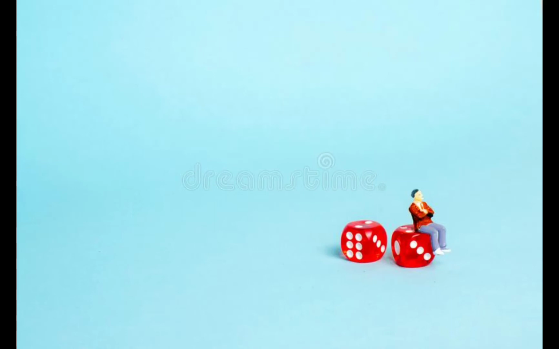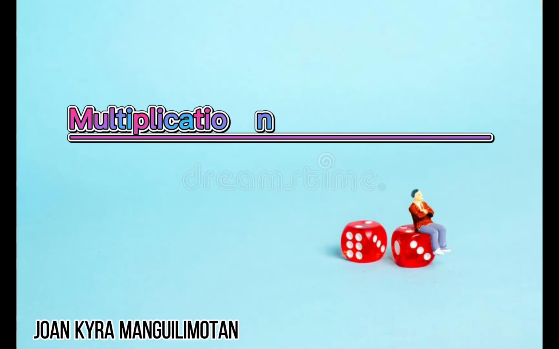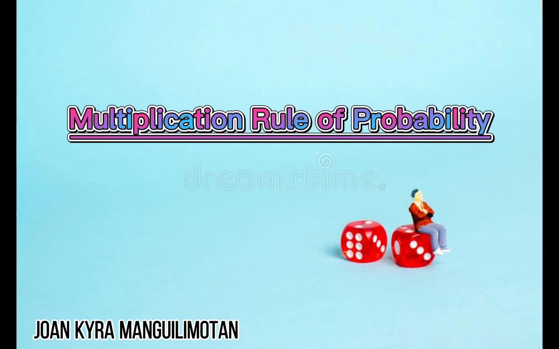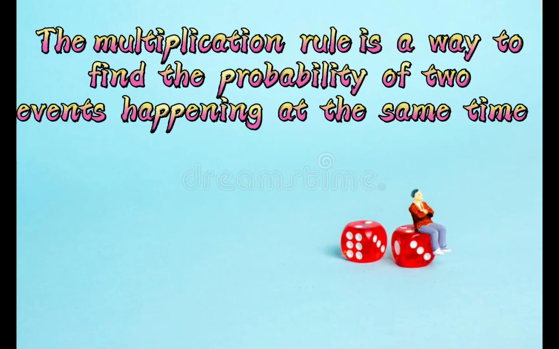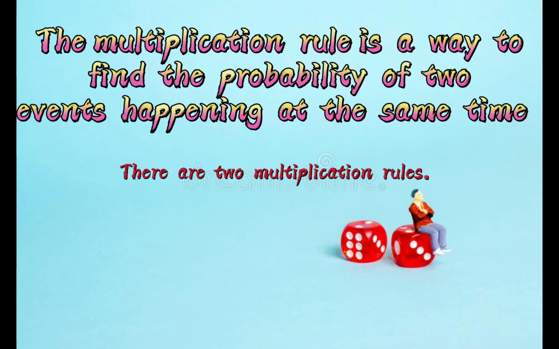Hello everyone. So we will be discussing the multiplication rule of probability. The multiplication rule is a way to find the probability of two events happening at the same time. And there are two multiplication rules.